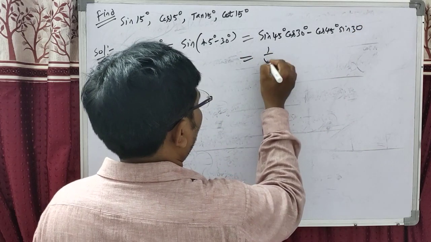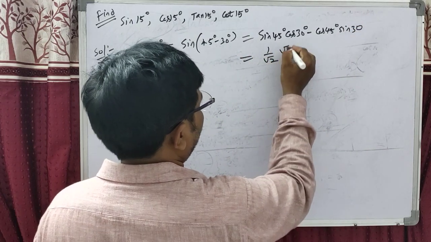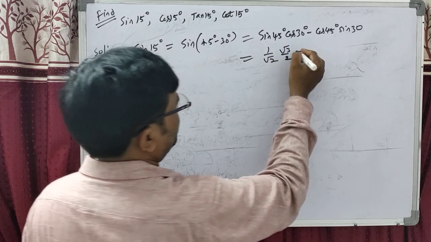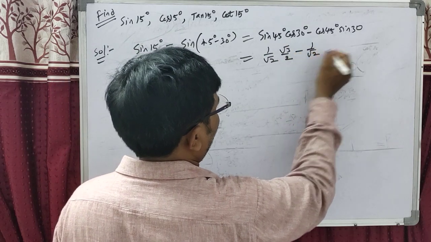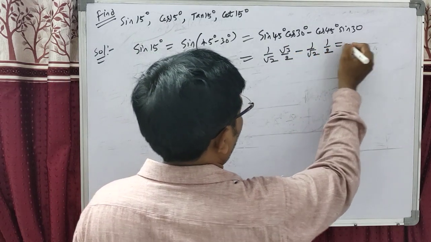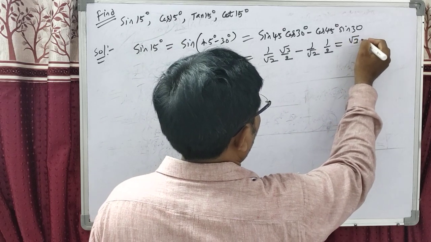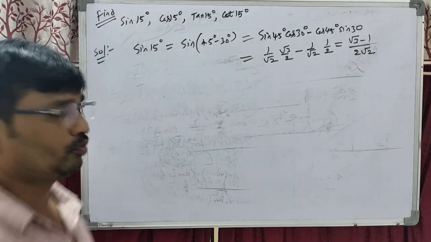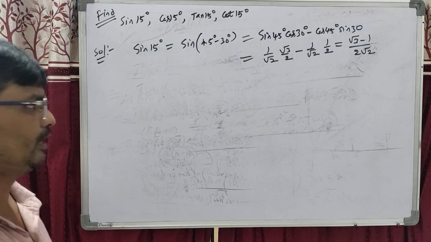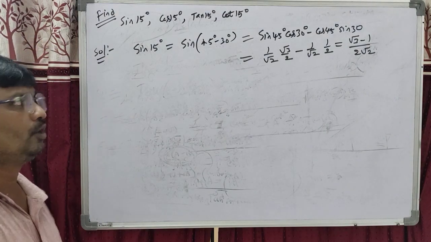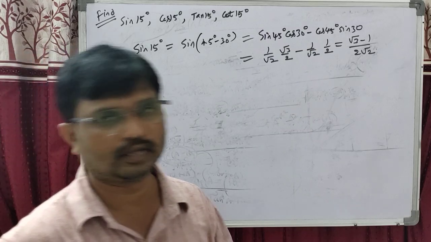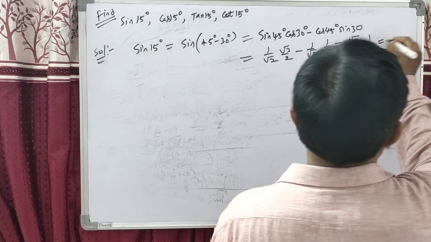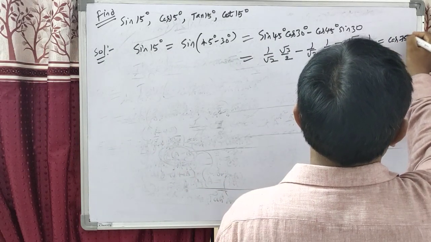Dear students, sin 45 is 1 by root 2. Cos 30 is root 3 by 2. Cos 45 is 1 by root 2. Sin 30 is 1 by 2. My dear students, root 3 minus 1 by 2 root 2. Okay, students, root 3 minus 1 by 2 root 2 is also equal to cos of 75 degrees.